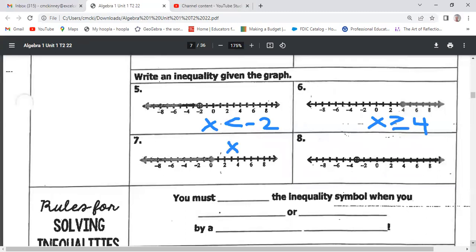x is less than or equal to 0, and x is greater than -3.